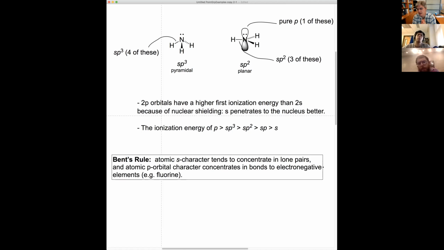Concentrating electrons in s orbitals drops them in energy because s orbitals penetrate to the nucleus better, and that stabilizes that lone pair of electrons. Okay, so that's one simple depiction of this thing. What about the second part? The p orbital character piece concentrates in bonds to electronegative elements. Why does that happen?